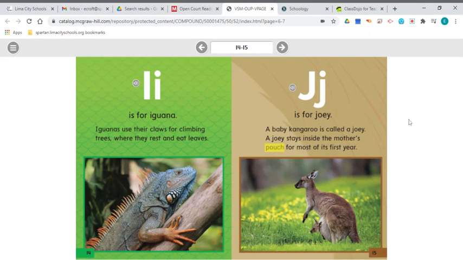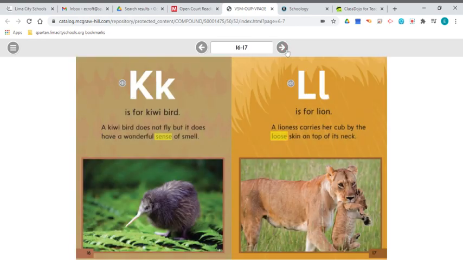All right, so a pouch is a pocket of skin on some animals. All right, looking for our next word. There it is. A kiwi bird does not fly, but it does have a wonderful sense of smell. So this is not a flying bird, but he has a wonderful sense.